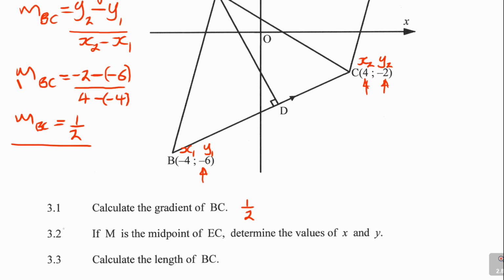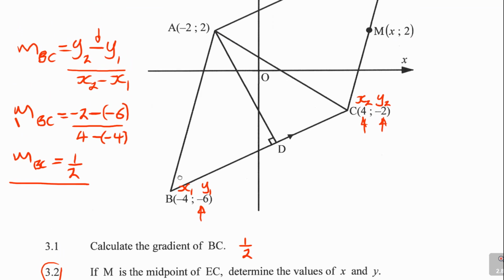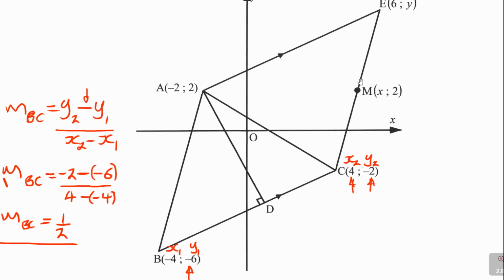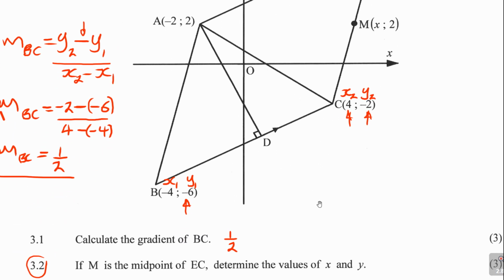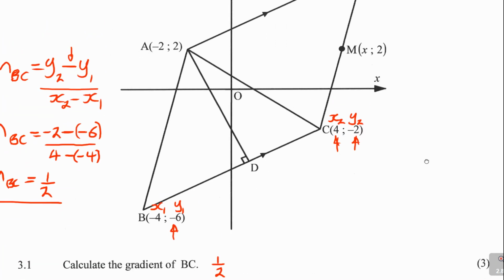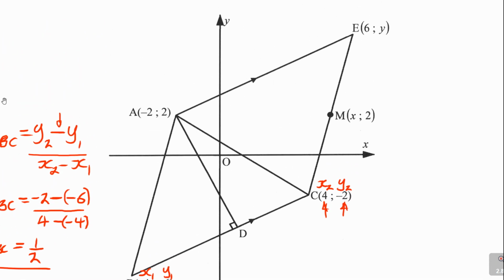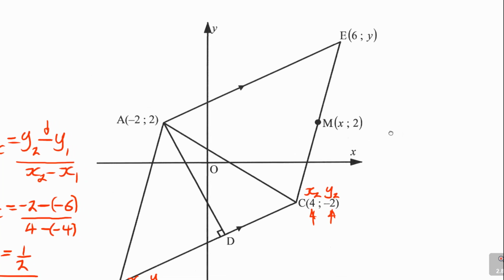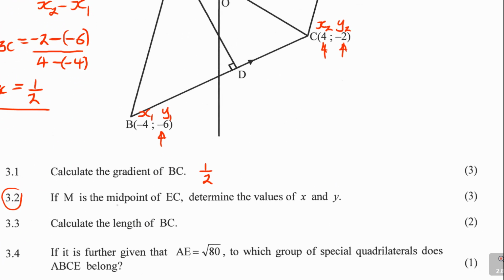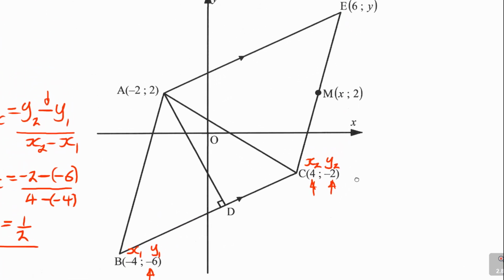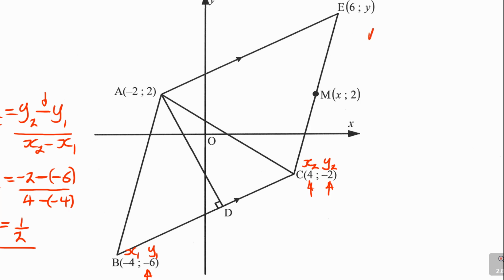Now 3.3.2, they're saying if M is the midpoint of EC, let's look at that. There is the M here. It is the midpoint of EC. You can see that. And then they are saying determine the values of X and Y. So let's look at what they're saying. You are given M being the midpoint, and the moment they use the word midpoint, you also need to know the formula for finding the midpoint.